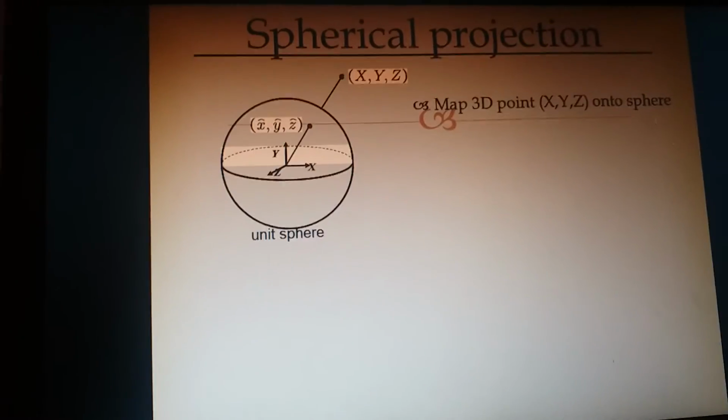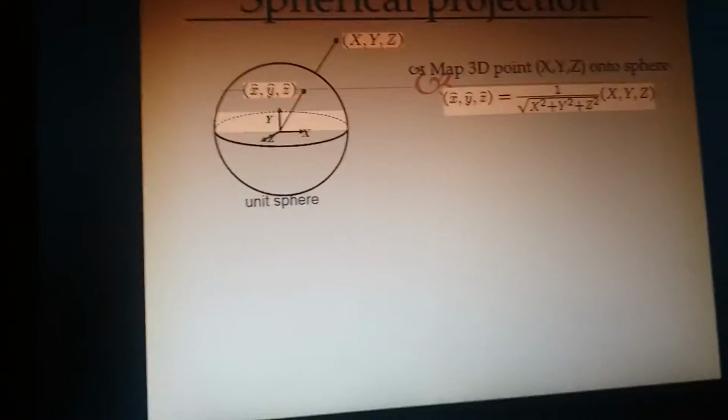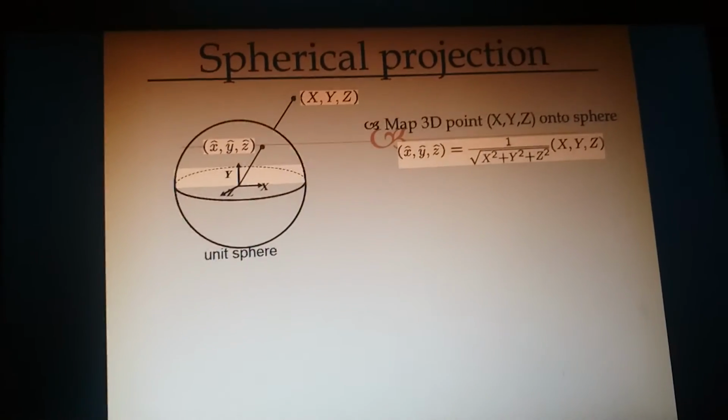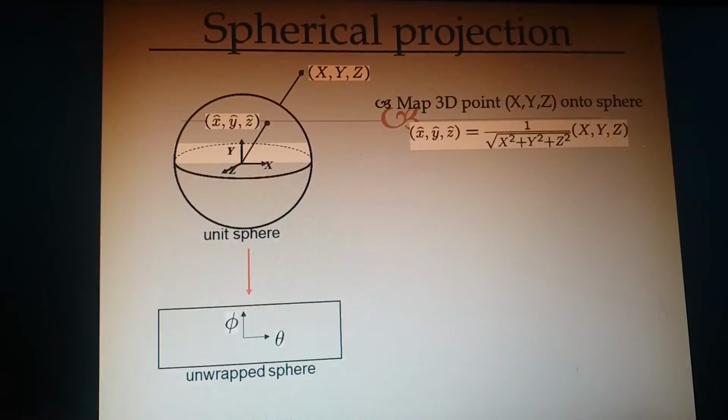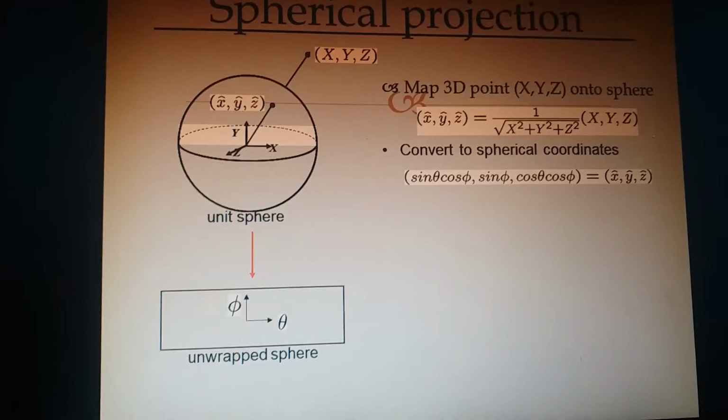Next we'll be talking about spherical projection. In spherical projection, we'll be projecting the images onto a spherical surface, and then we'll be unwrapping the sphere to get a 2D image.